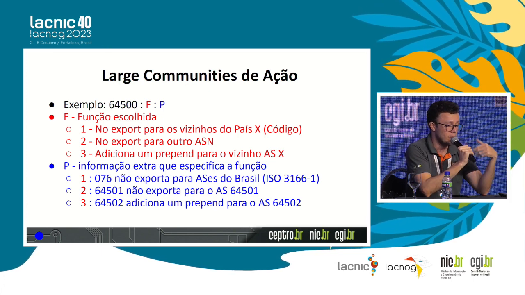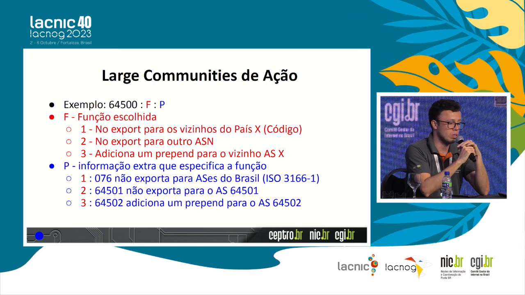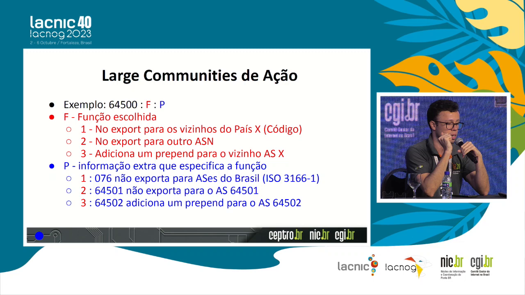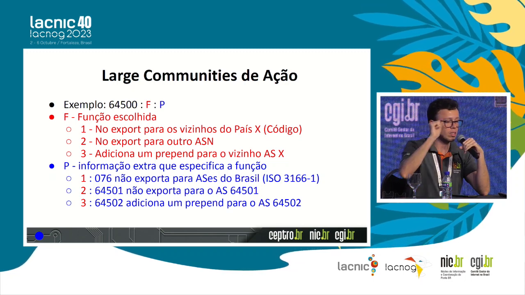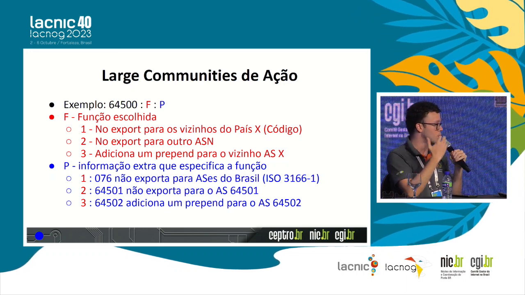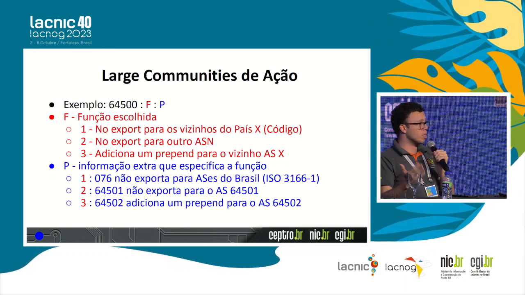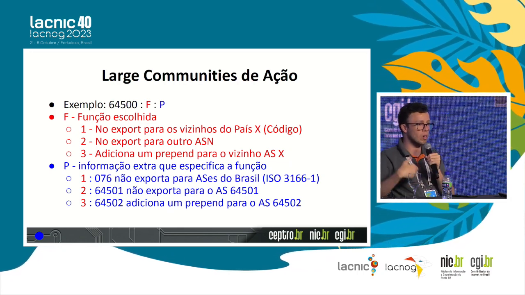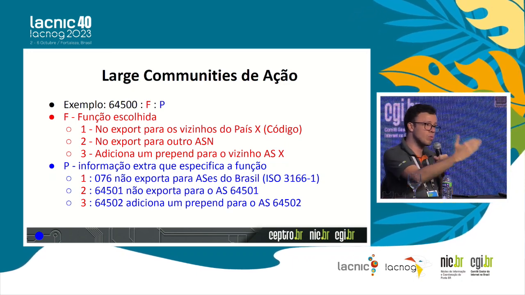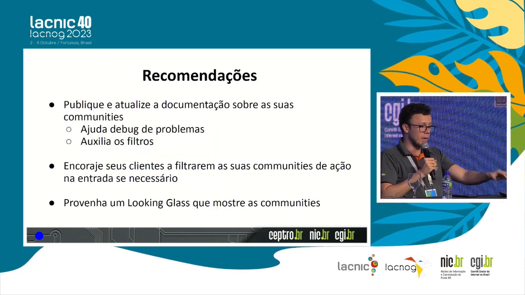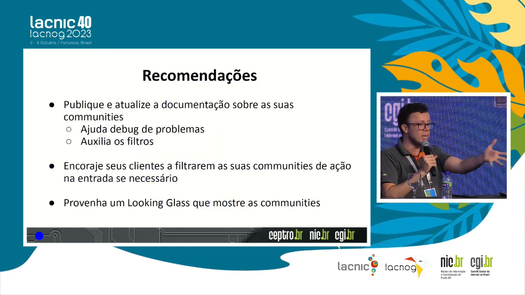So going back, we can use the second part for additional specific information. We enter a code that is not, don't export to the ASs in Brazil. So this does not export for the specific AS, or you add a prepend in the other AS. So you can do your, prepare your own communities. It is important to state to your client which are the community list and which you created so that you can use this and then include the information in a clear way.